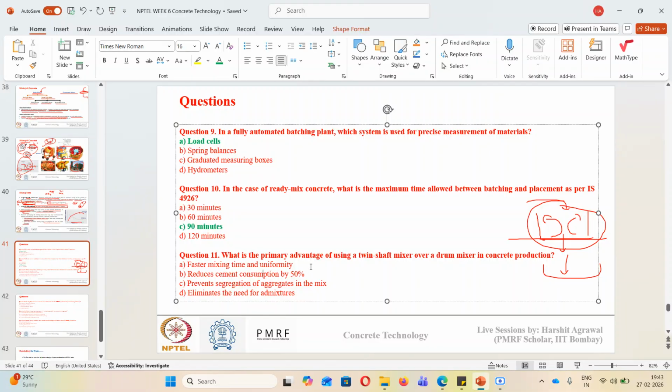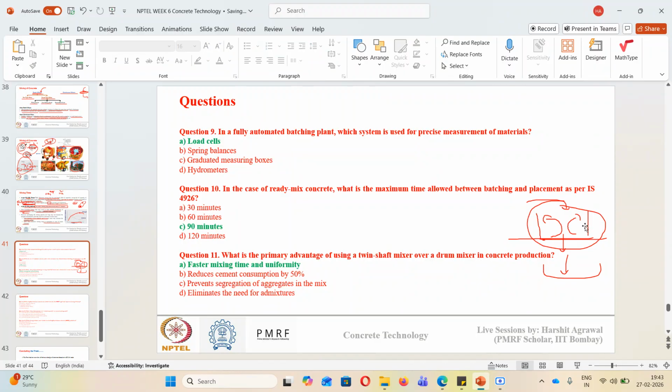Yes, the correct answer is faster mixing time and uniformity. Why? Because such mixers can mix the material fast compared to a drum mixer where we need to tilt or rotate the drum for pouring and for removing the material. Here we are pouring from the top, mixing is happening, and we are removing from the bottom. And they also ensure better homogeneity compared to a drum mixer.